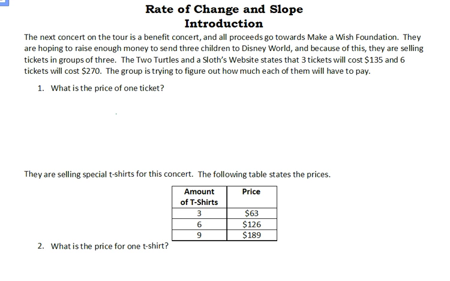The group is trying to figure out how much each of them will have to pay. So here's the question: what is the price of one ticket? Well, a lot of students might want to go ahead and say, well, I know it's 135 divided by 3, but there might be some kind of hidden processing fee. So let's make sure that that is correct.